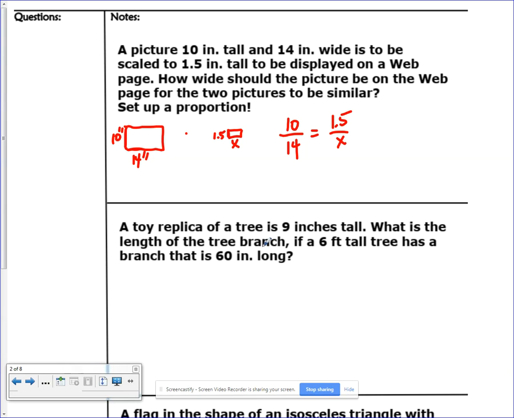1.5 over X. You could also set it up this way if you wanted. You could say short side to short side. So going from the big one to the baby one, 10 is to 1.5 as 14 is to X. You can set that up because your cross products, 10 times X, 1.5 times 14, are all going to be the same.